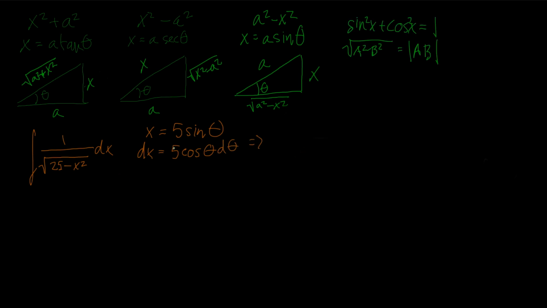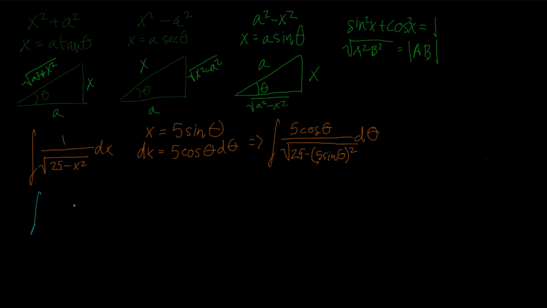So now with my substitution, I can rewrite this entire expression. My dx is just going to be 5 cosine theta d theta. So I just subbed out my dx there. Now I'm going to sub in my x. So we're going to get 25 minus, my x is 5 sine theta, just like that.